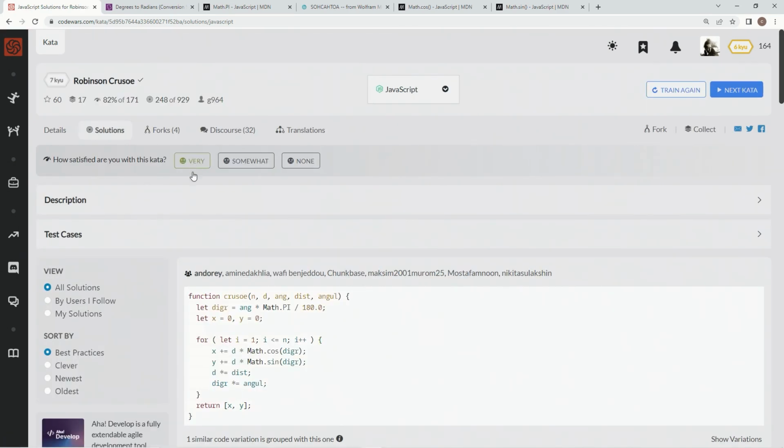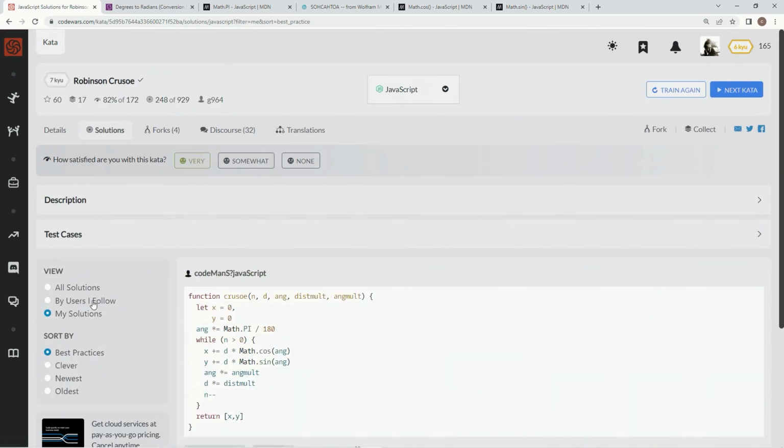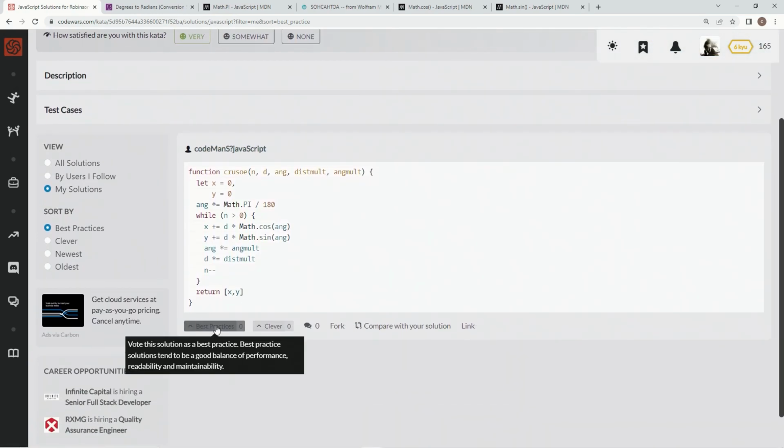All right, very much like this one. Let's go to My Solutions. Just me on this one. Best practice in my opinion.